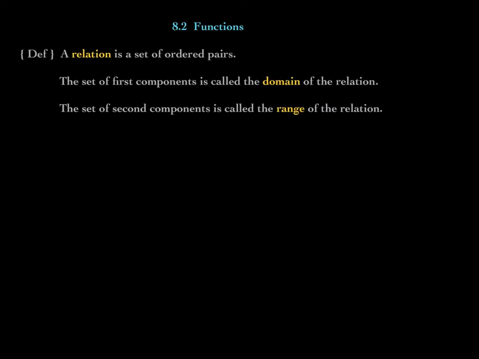To understand what a function is, we must first understand what a relation is. A relation is a set of ordered pairs. The set of first components is called the domain of the relation. The set of second components is called the range of the relation.